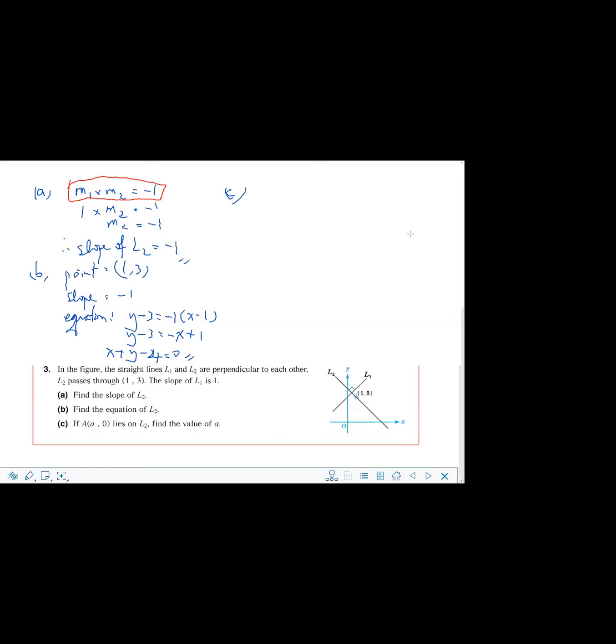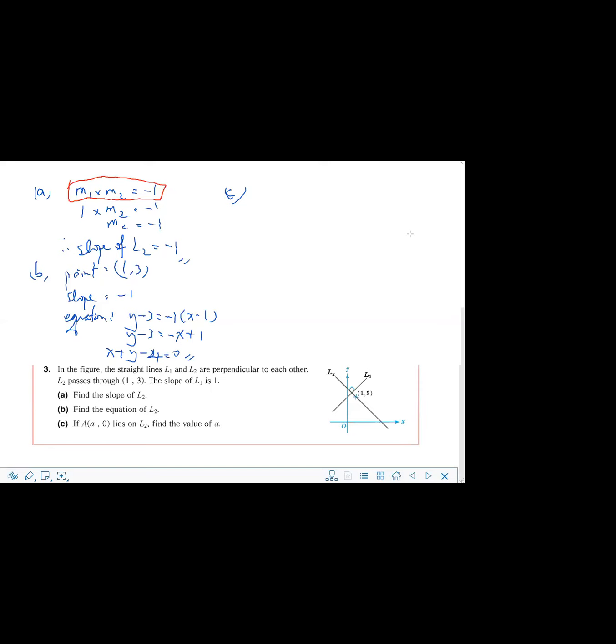And then part B, find the equation of L2. Again, we need to find the equation of a straight line, so I'm going to use the point slope equation approach. The point is (1, 3) because L2 passes through (1, 3). And the slope has been found in part A to be -1. And then we can write down the equation by using the point slope form and then simplify the equation. That is x plus y minus 4 equals 0.